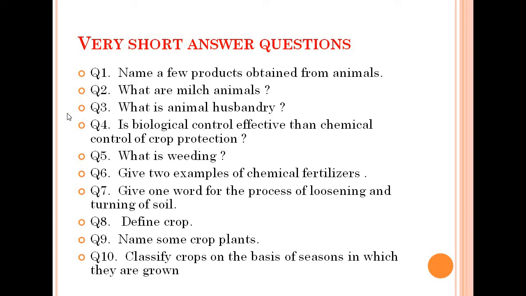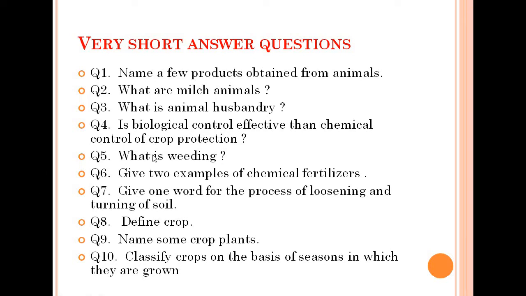Question number 4. Is biological control more effective than chemical control of crop protection? Yes, biological control is effective, but to meet the requirement of the large increasing population, there is a need for chemical control so that the crop yield increases. If there is no increase in the crop yield, then what would happen? The requirements of the population will not be met.